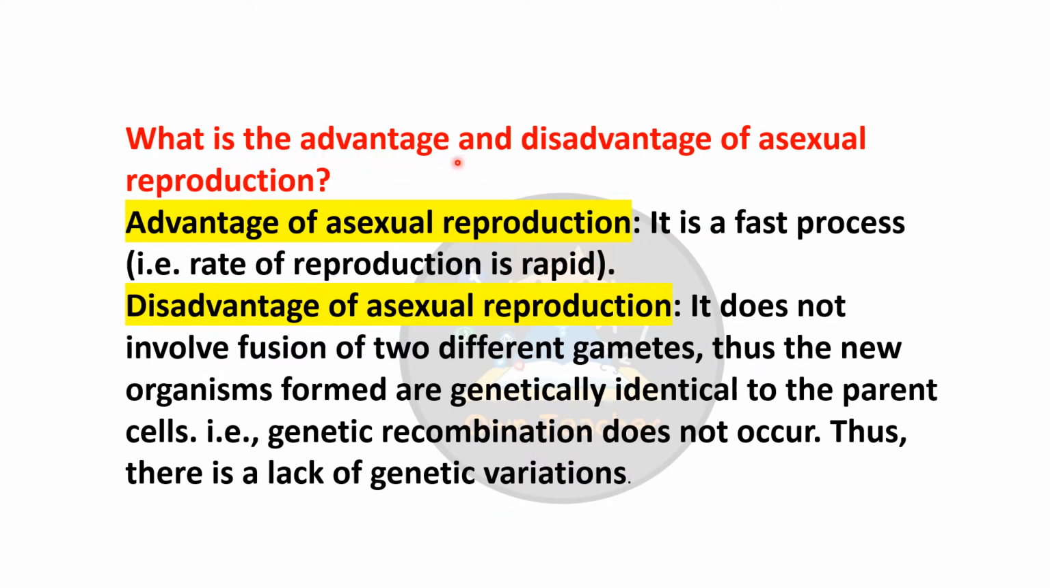What is the advantage and disadvantage of asexual reproduction? Advantage: it is a fast process, therefore rate of reproduction is rapid. Disadvantage: it does not involve fusion of two different gametes. Thus, the new organisms formed are genetically identical to the parent cells. Therefore, genetic recombination does not occur. Thus, there is a lack of genetic variation.